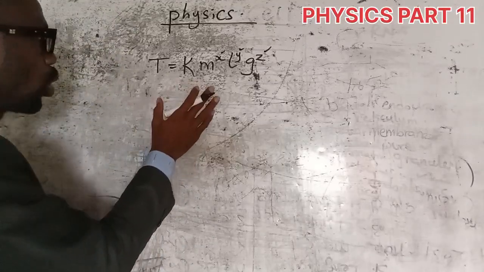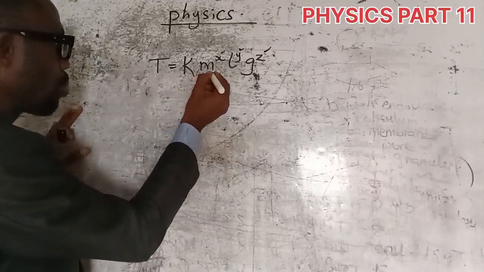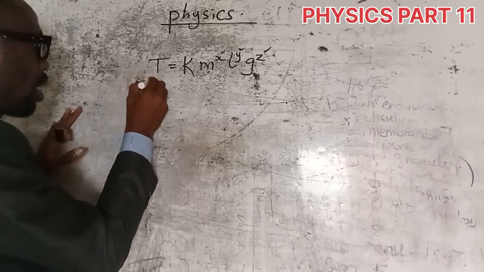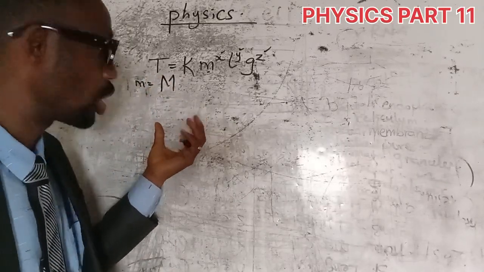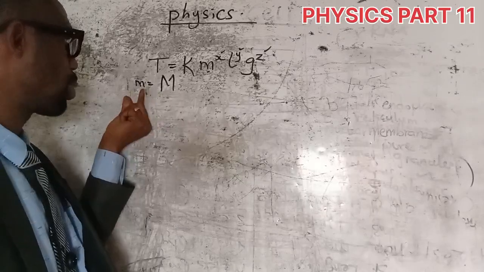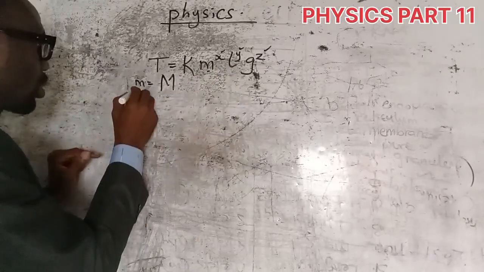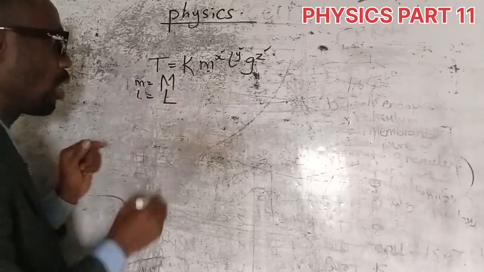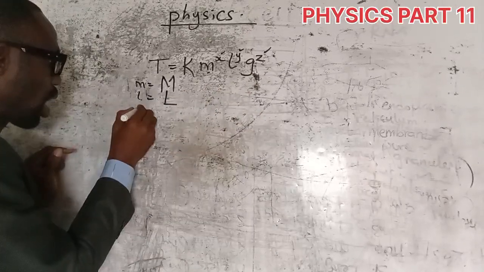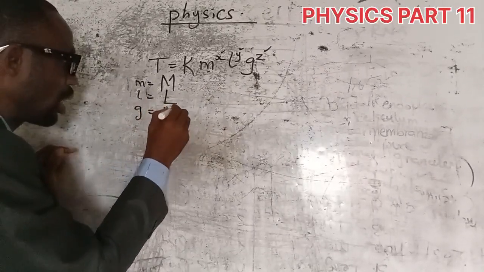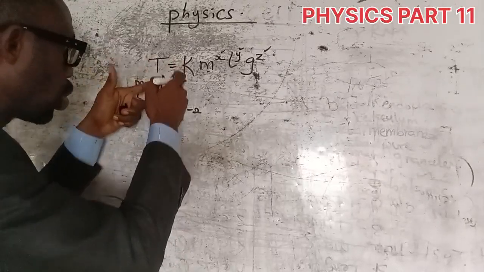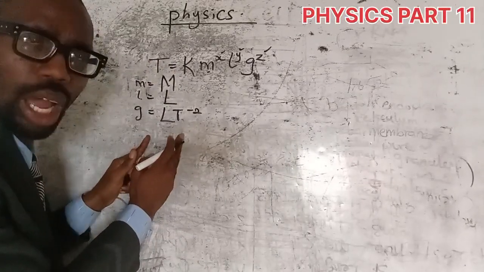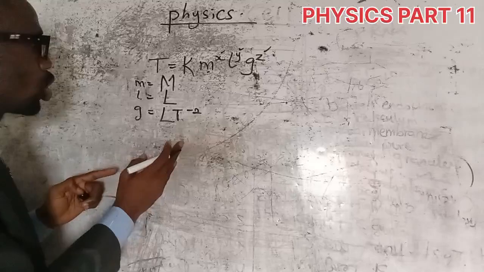Then we moved on to say, anywhere we see mass, you write capital letter M. We're looking at dimensional homogeneity: capital M for the mass, capital L for the length, and for the acceleration due to gravity, G will be LT minus 2. Go and watch the previous video about dimensions. So all these things I'm writing here represent their dimensions. So what do we do now?